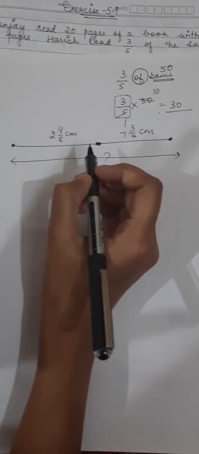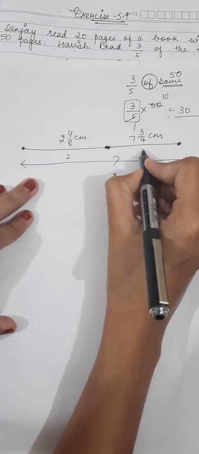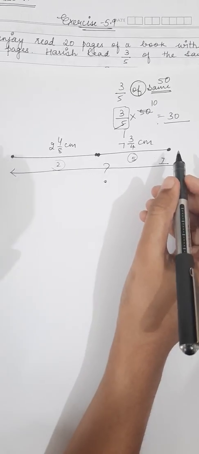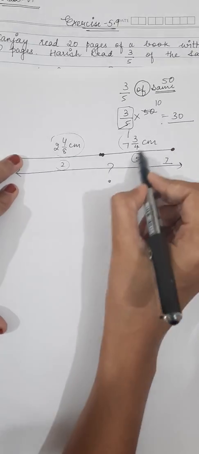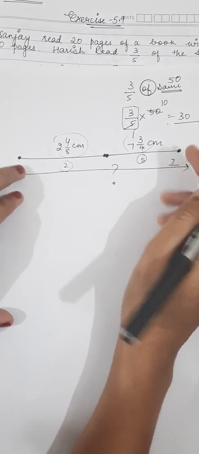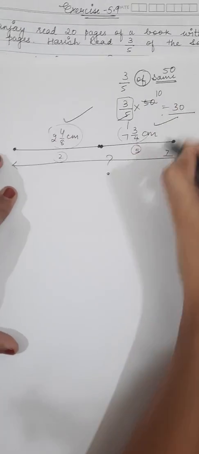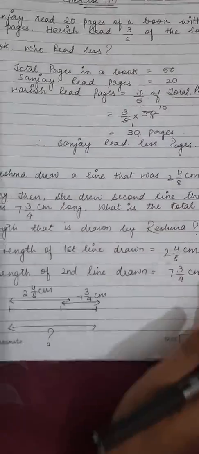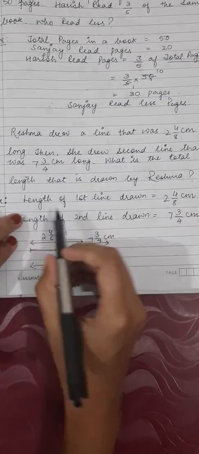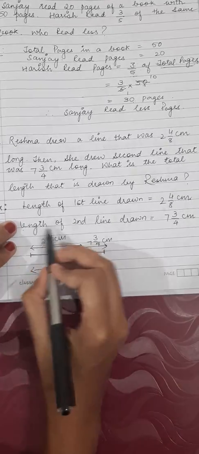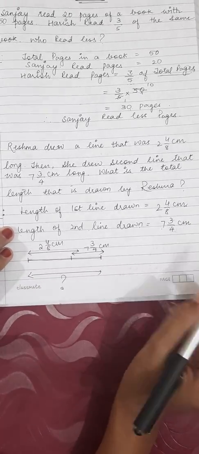If this is, for example, I am taking, if this is 2 and this is 5, then what will be the total length? 7. Similarly, if we are having the numbers in the fractions, then we are going to find the total length of this line. And if I have to find the total length of this line, I am going to add these two numbers. Okay, firstly, let's see how we have to write it. Length of the first line drawn, 2 4 upon 8 centimeters. Length of second line drawn, 7 3 upon 4 centimeters.